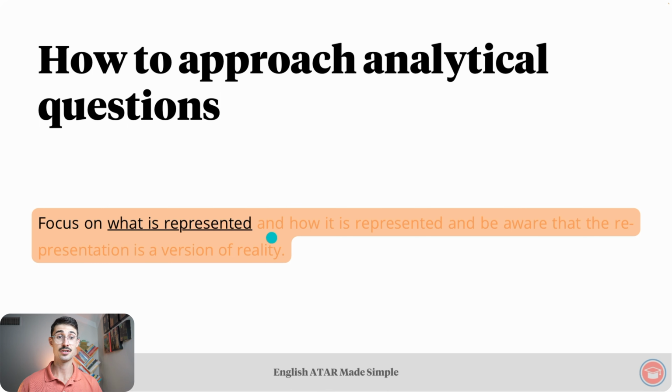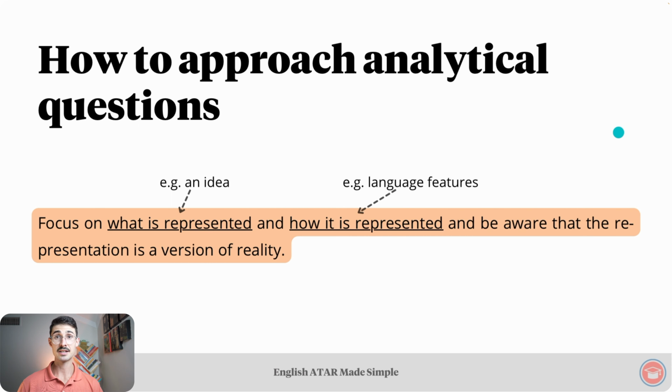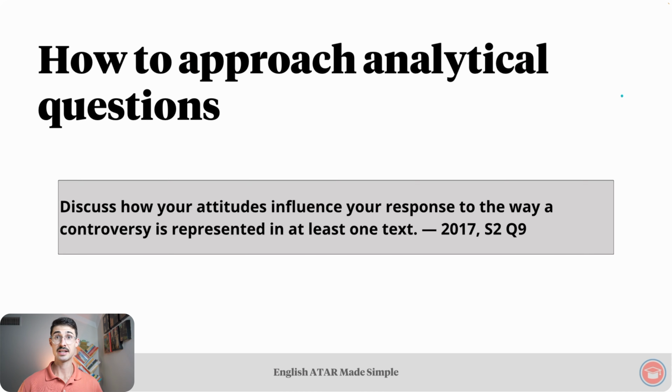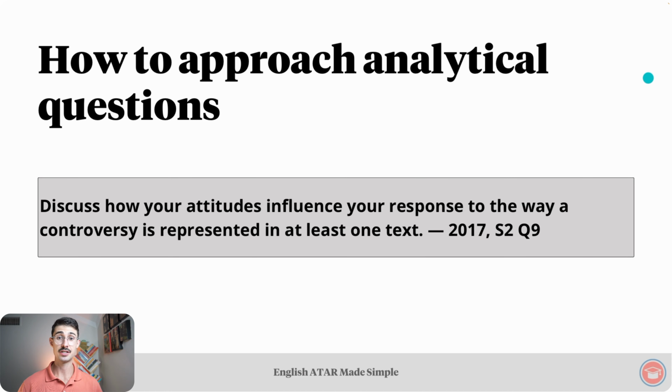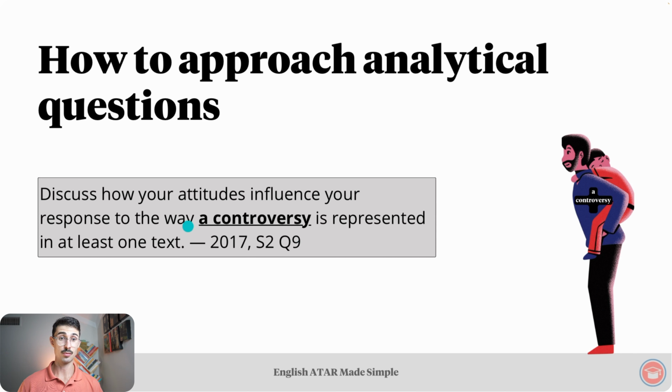For these questions, you should focus on what is represented, for instance, an idea, and how it is represented, for instance, language features, and be aware that the representation is a version of reality. An example: discuss how your attitudes influence your response to the way a controversy is represented in at least one text. In this question, the words "a controversy" is the piggybacker, the main focus of the question. And it should come as no surprise that represented is the secondary focus of the question, the piggybackee.